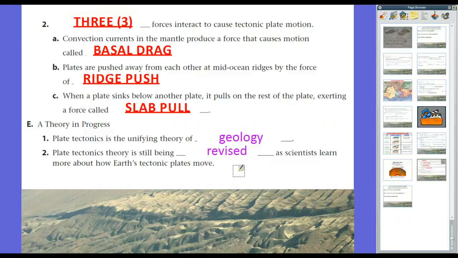When I was in high school, they were saying that basal drag was the main cause of plate tectonic movement, but research since my high school days has said that maybe ridge push and slab pull work together, and basal drag is just what happens as a result. So science is still moving. This is the scientific method in progress. We have new observations that help explain things better, and theories are revised as a result of that.